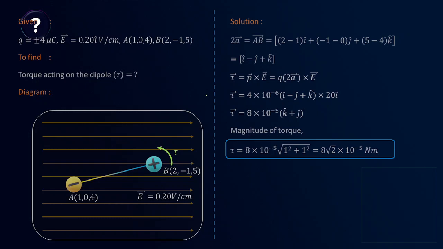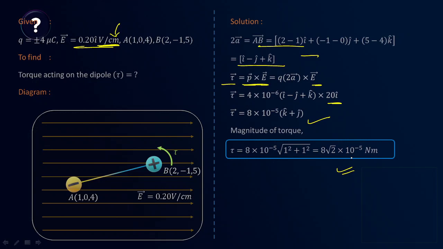So first we find the separation. Then torque is P cross E. P we got. E is how much? We have to take care of the unit. This is very important. Due to this unit only it becomes a good question. Otherwise, sometimes we just put the value whatever is given. So always take care of the unit and then we can solve. Simple, right?